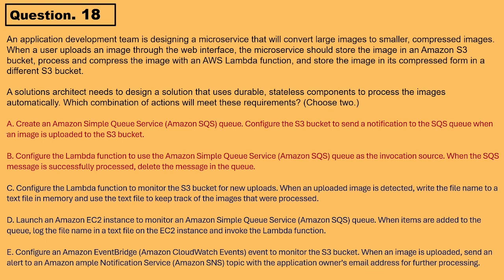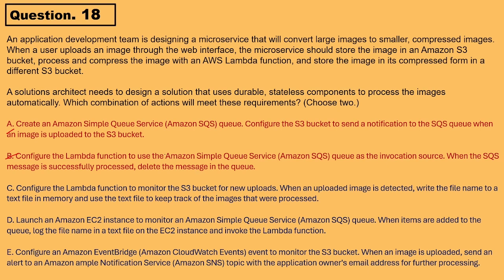Option A and option B are correct over here. Create an Amazon SQS. Configure the S3 bucket to send a notification to the SQS queue when an image is uploaded to the S3 bucket. After that, configure the Lambda function to use the Amazon SQS queue as the invocation source. When the SQS message is successfully processed, delete the message in the queue.